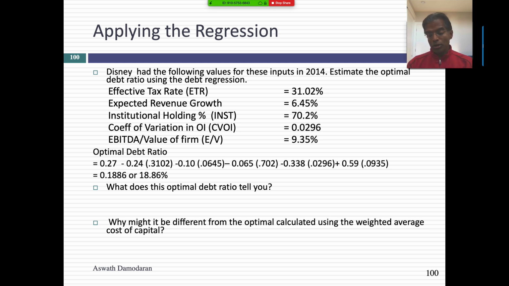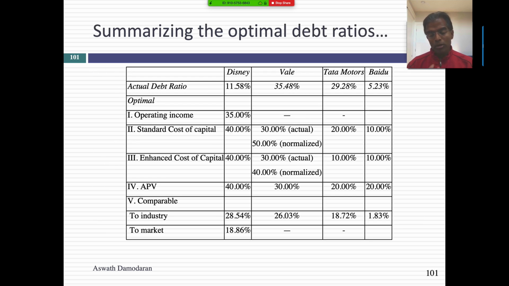requires them to. So in summary, we've looked at multiple approaches for coming up with the optimal, and we're getting some consensus. For Disney, the actual debt ratio is 11.6%. We used the cost of capital approach and got 40. The operating income approach, we didn't even try, so skip it. The enhanced cost of capital approach was 40. APV approach was 40. When I looked at the industry, the regression of just entertainment companies was 28.5%. Even the market regression was 18.86%. You're saying the optimals are all different. They are. But my actual is less than every one of those optimals. My conclusion is Disney is definitely under-levered.